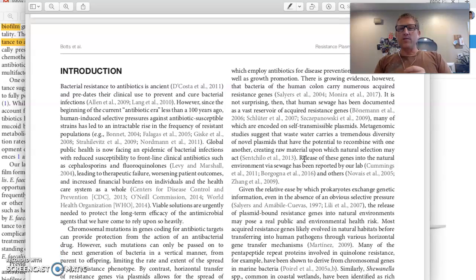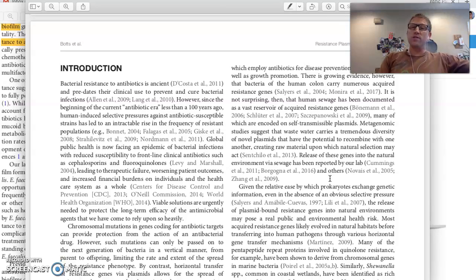So again, get back towards the end of this next paragraph. Each paragraph should really be a thought of its own. So if you read the first sentence and the last sentence, you can get a lot out of it. Release of these genes into the natural environment by way of sewage has been reported by this lab and others. Okay, so these things are getting out from sewage.